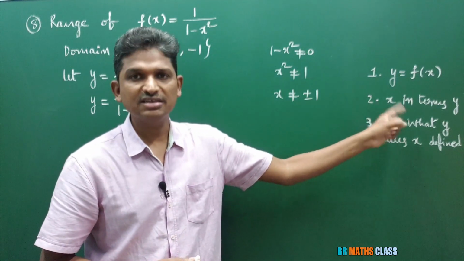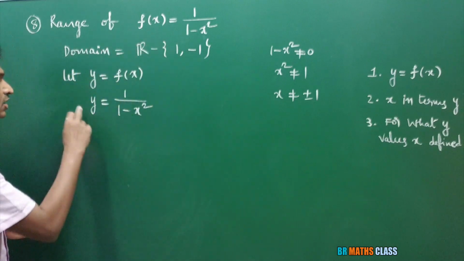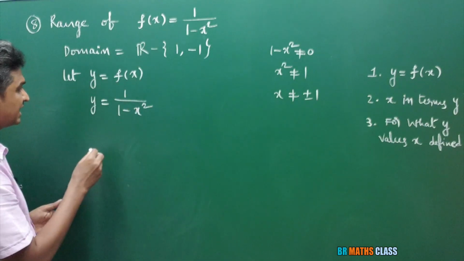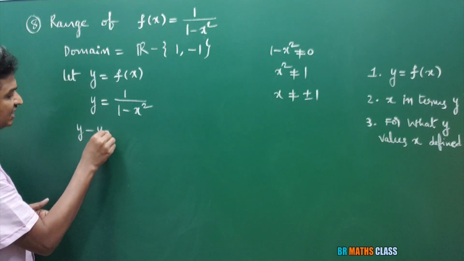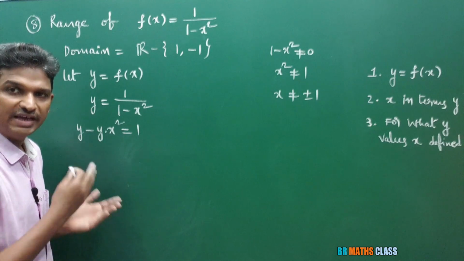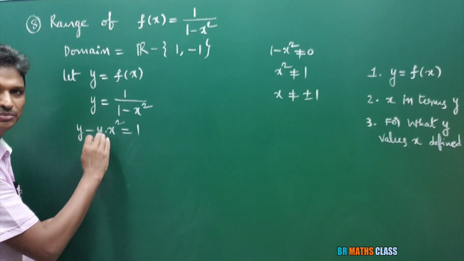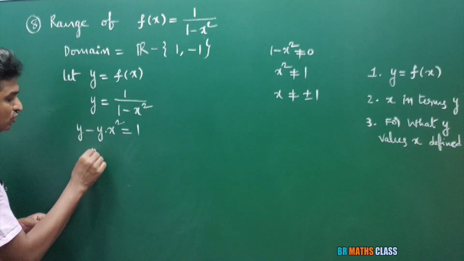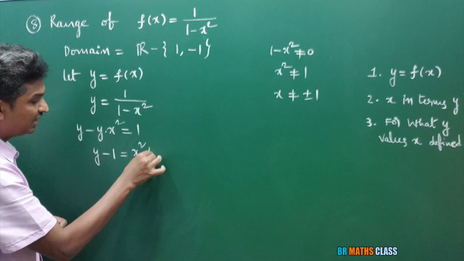I'll write x in terms of y. Okay, to write x in terms of y, I'll cross multiply. Cross multiply, what will you get? y minus y times x square equal to 1. What you want is x in terms of y, right? So I'll take this term to the right hand side. Then what will you get? You will get y minus 1 equal to x square y.